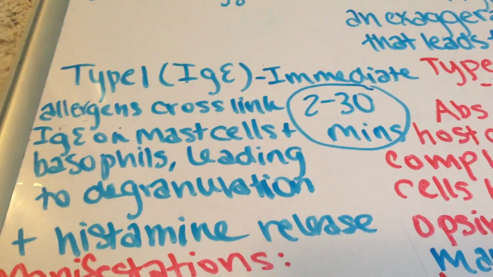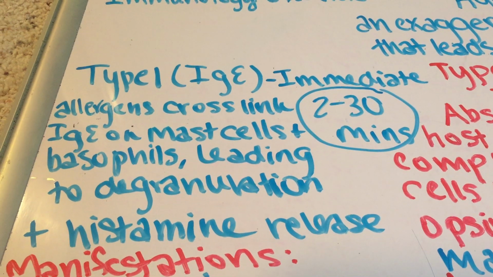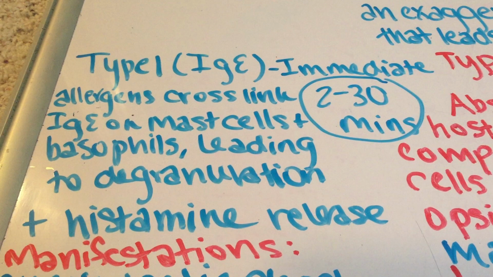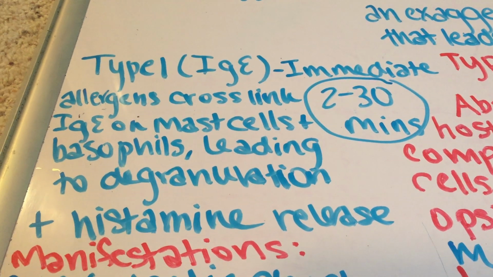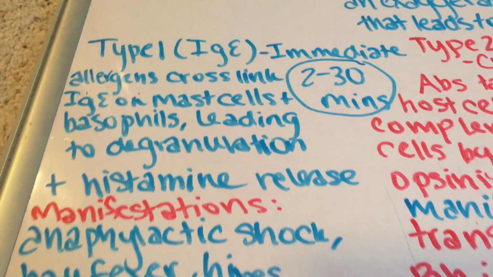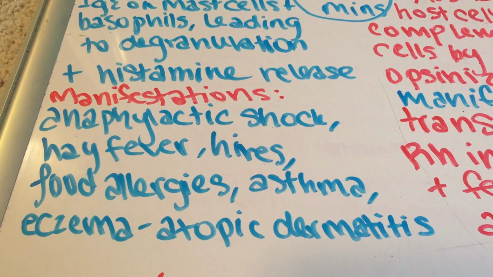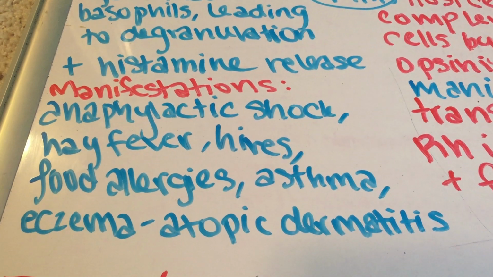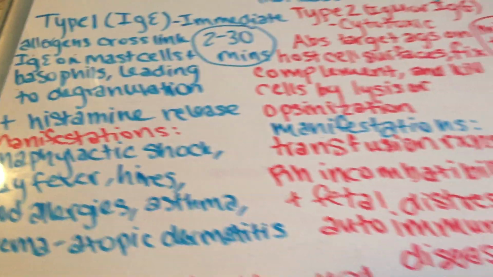Type 1 is IgE mediated. It's also known as immediate because it takes place the fastest, within about 2 to 30 minutes. In this type, allergens cross-link IgE on mast cells and basophils, which leads to degranulation and histamine release. And that can lead to anaphylactic shock, hay fever, hives, food allergies, asthma, and eczema, also known as atopic dermatitis.